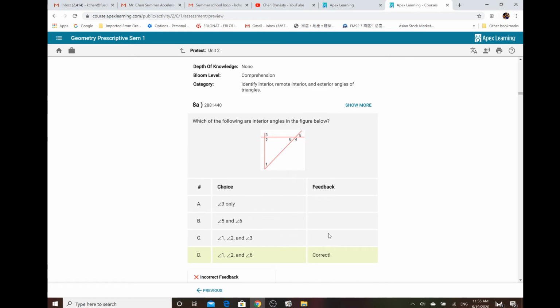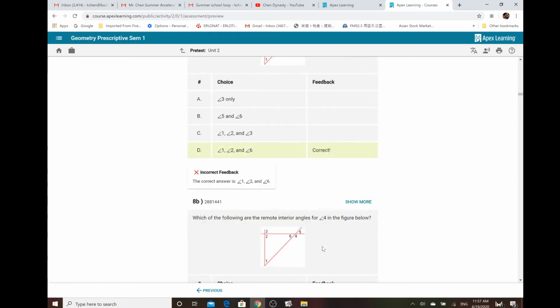Which of the following are interior angles in the figure below? Interior angle means it's inside the figure. So what we have here are angle 1, angle 2, angle 6. The figure is a triangle, so inside the triangle we do have angle 1, 2, and 6.